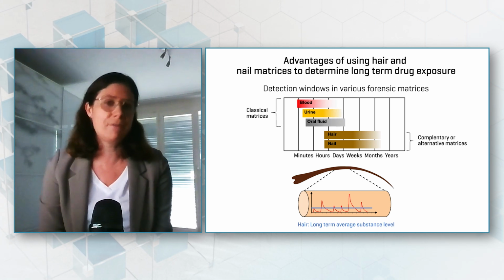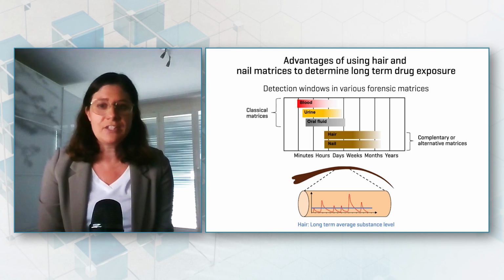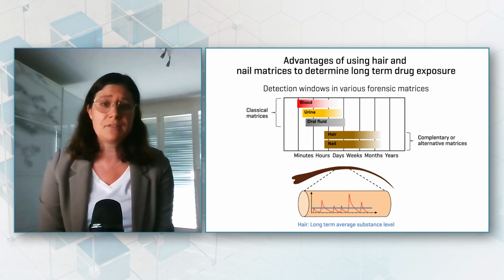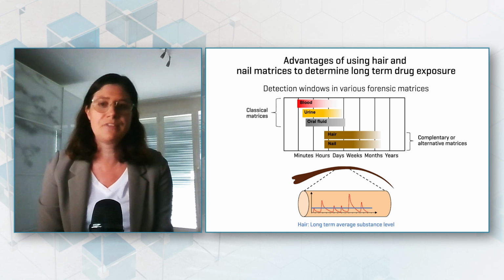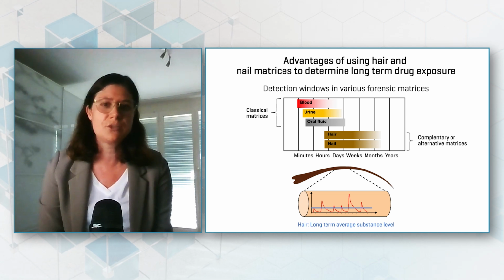or urine that everybody knows. They provide detection windows of several months for a wide range of substances. And hair and nail are therefore ideal matrices to investigate drug consumption behaviors and drug use patterns. The sampling is non-invasive and samples can be stored at room temperature for many years without degradation. There are, of course, also challenges with these matrices, for example, external contamination through smoke and dust, and also sensitivity issues when detecting low substance concentrations.